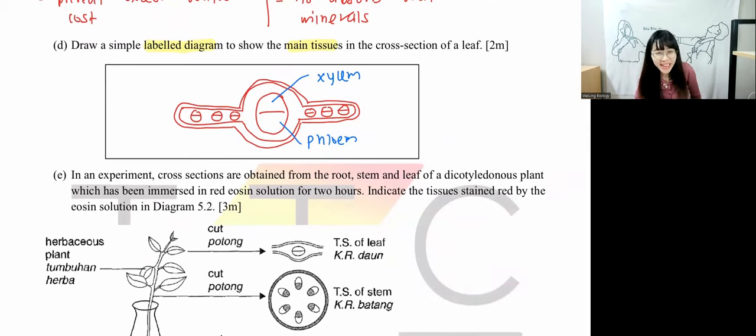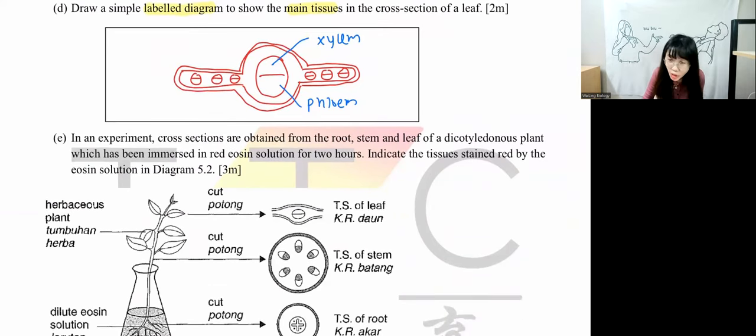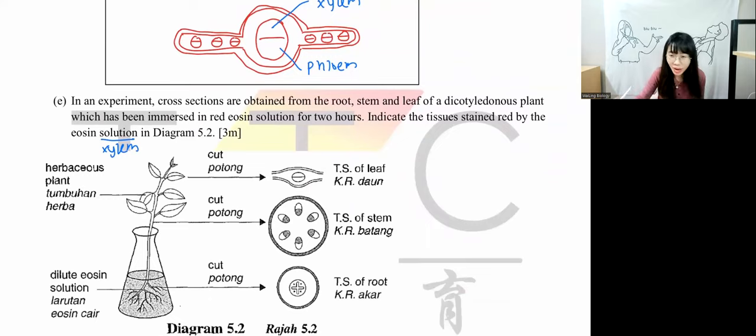Okay. Next. In an experiment, cross-sections are obtained from the root, stem, and leaf of a dicotyledonous plant, which has been immersed in a red eosin solution for 2 hours. Indicate the tissue stained by eosin solution in diagram 5.2. Okay, if you don't know what this eosin solution is, doesn't matter. But you know this is a solution, right? If this is a solution, do you think it's transported by xylem or phloem? Of course, it's xylem. We have to indicate the location for xylem. At leaf, xylem is the top part or the bottom part? It should be the top part. Very good.